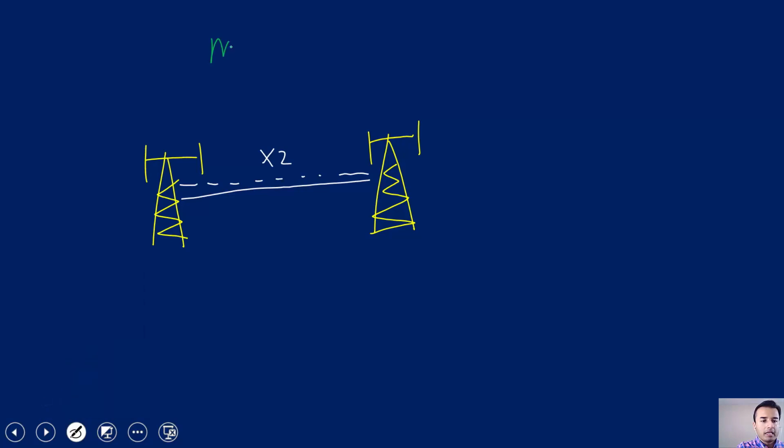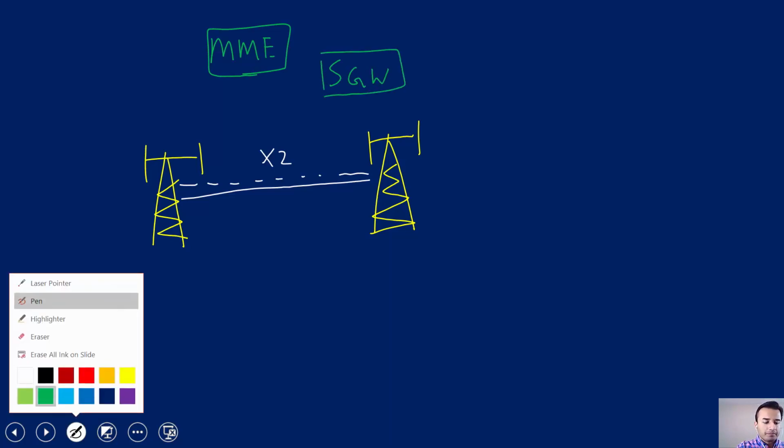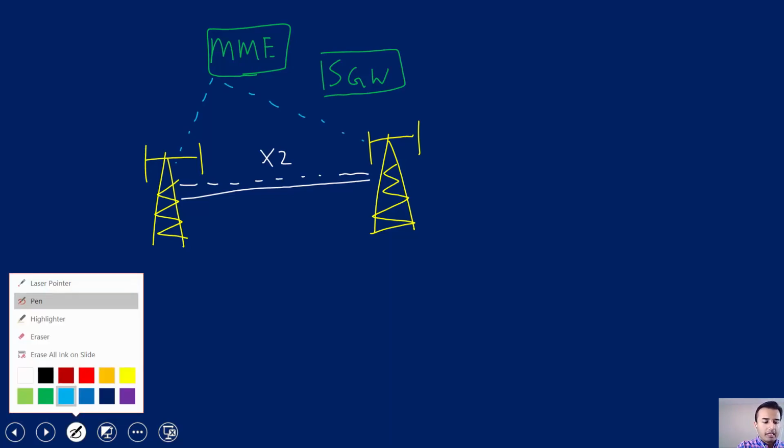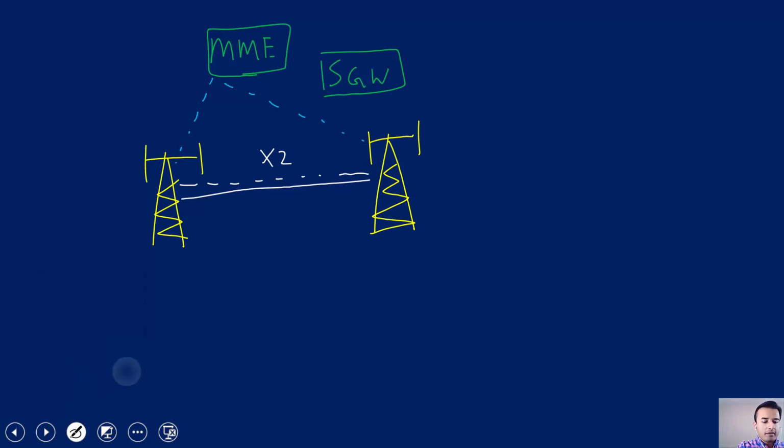So let's draw it over here. Let's say this is the MME, and the other one, let's say this is the SGW. So in this case, this is the MME communicating with both the eNodeBs, and then we have the SGW communicating with the two eNodeBs. Let's call them A and B.